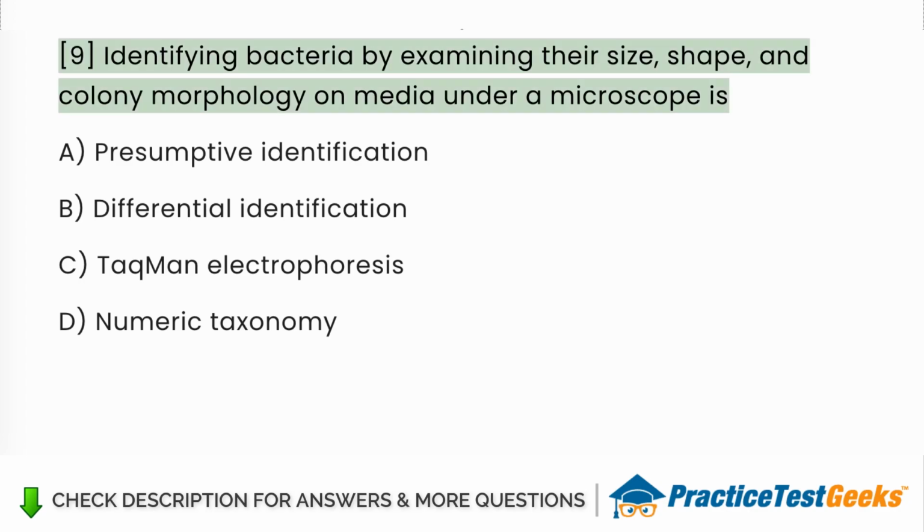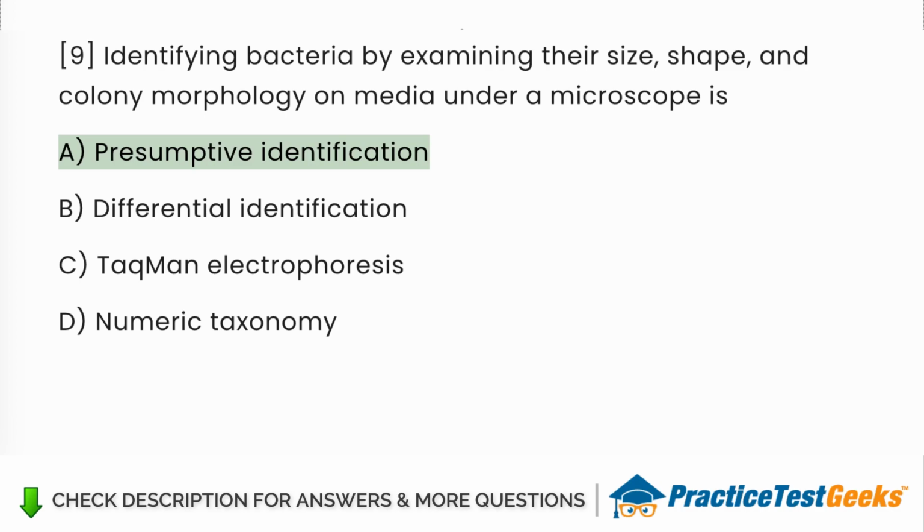Identifying bacteria by examining their size, shape, and colony morphology on media under a microscope is A. Presumptive identification. B. Differential identification. C. Tachman electrophoresis. D. Numeric taxonomy.